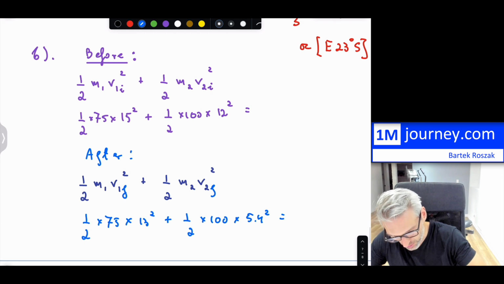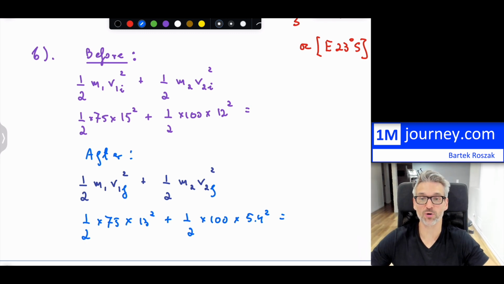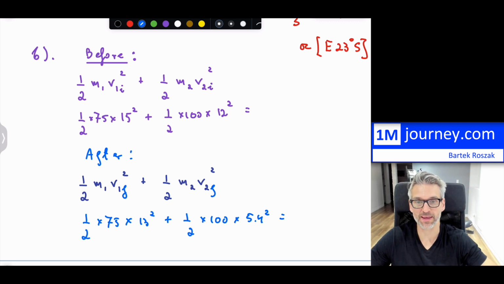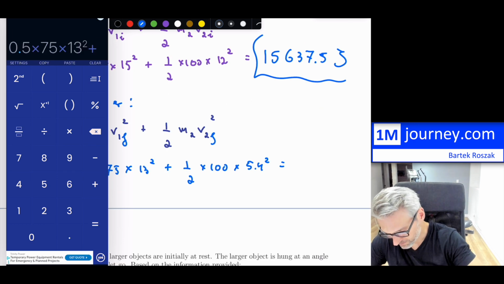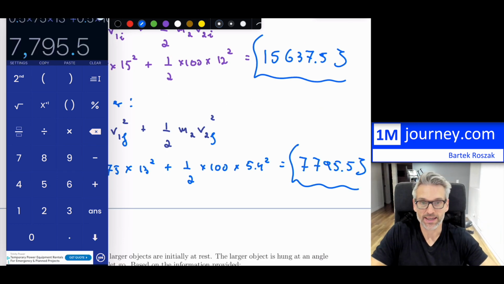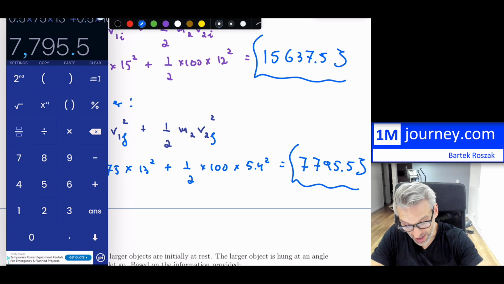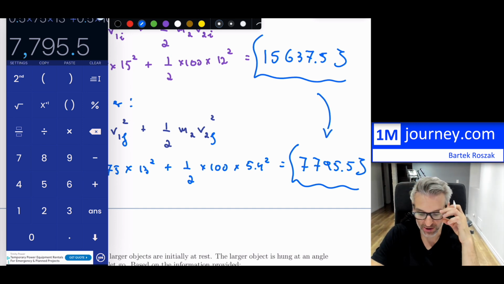Okay, and now I have to compute these and see, are they going to be equal or not? If they're equal, then it's elastic. If they're not equal, then it's inelastic. So let's take a look. I'm going to just compute this out and then give us our numbers. Okay, so there you have it. Notice that they're not equal. So it's inelastic within here.